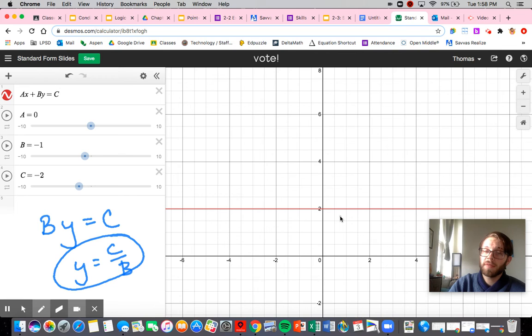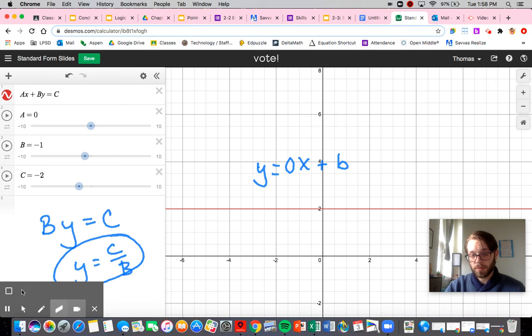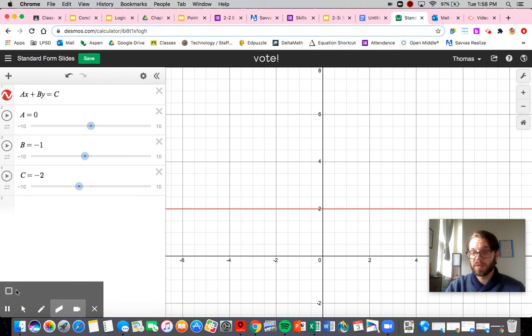And if you had this written in y-intercept, slope-intercept form, this would be 0x plus your b here, right? So this would be a slope of 0. Okay, so if you have a horizontal line, it's y equals something, your y-intercept. It's y equals your y-intercept. And it has a slope of 0.